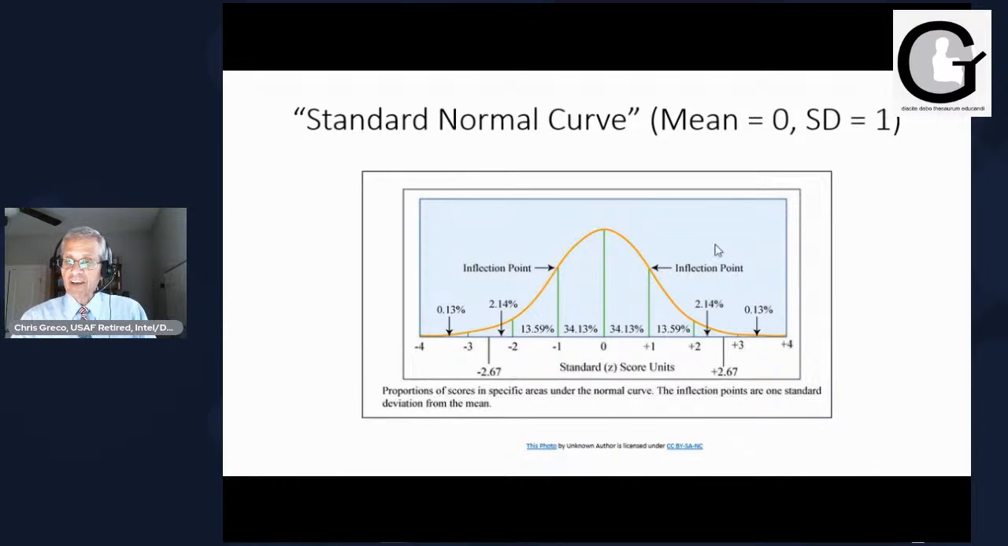So now you have these areas, and what they translate to is what they call standard z-score units. Standard z-score units based on a normal distribution.